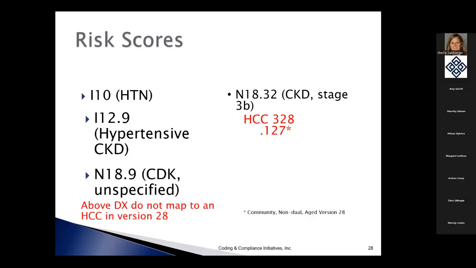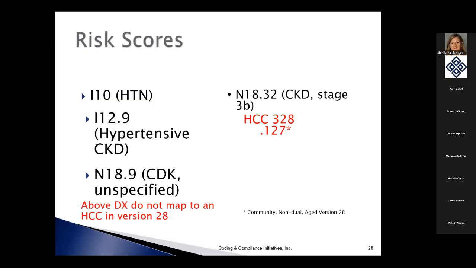Now, let's say our providers pulled over I-10 off of their problem list, but they also documented the chronic kidney disease to the highest level of specificity. So I have I-10 and I have N18.32 to identify stage 3B. While this is not the most specific code, I still am getting credit for my HCC. There is a risk score because N18.32 maps to an HCC code.